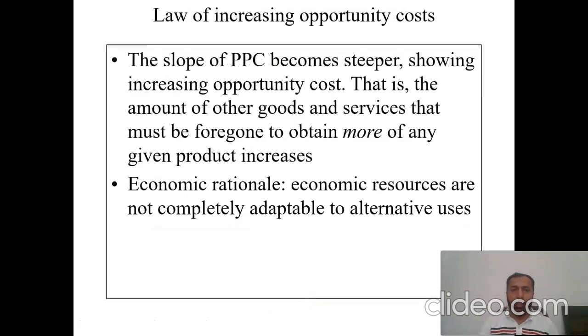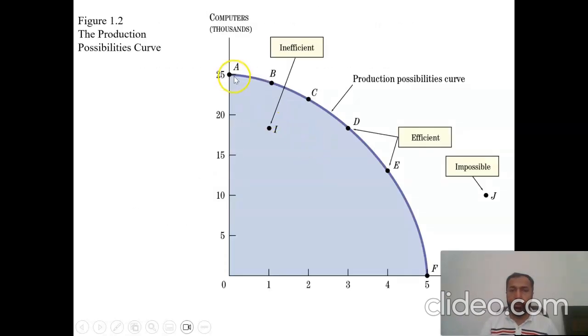The slope of the PPC becomes steeper, showing increasing opportunity cost. That is the amount of other goods and services that must be foregone to obtain more of any given product. Now see the shape of this curve again. This shape is known as concave to the origin. This is the origin of the graph, and this shape is bowed out of the origin, or concave to the origin.